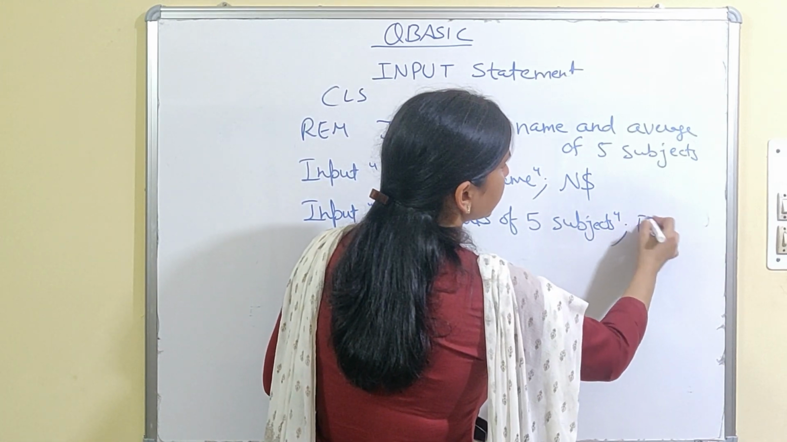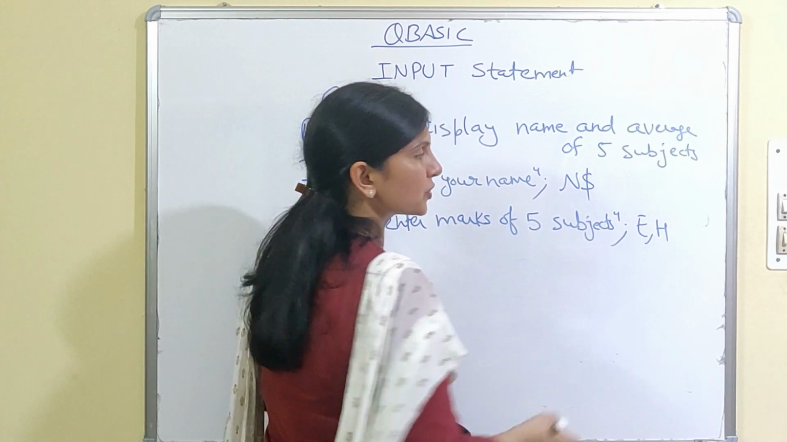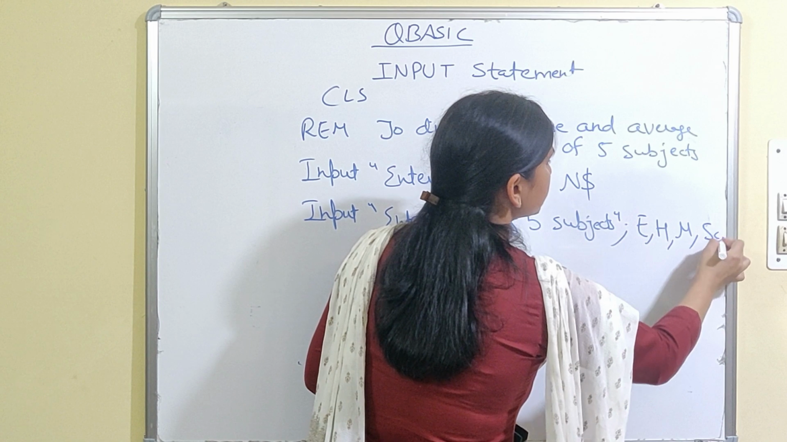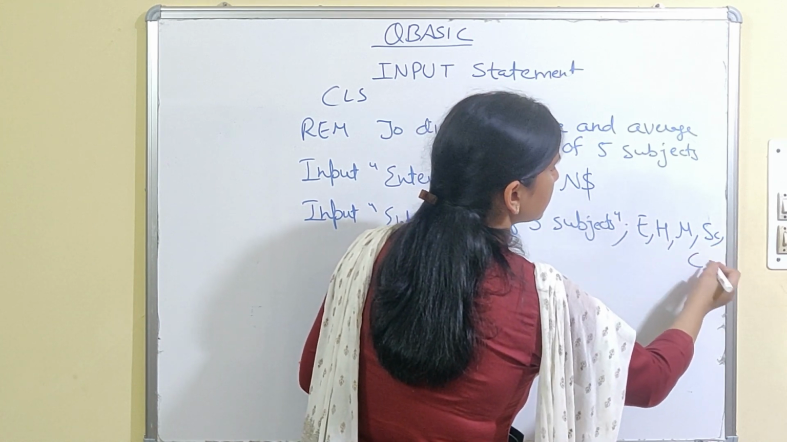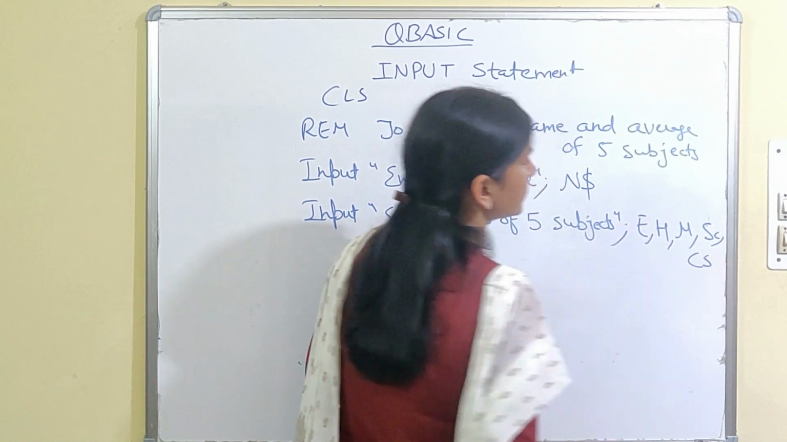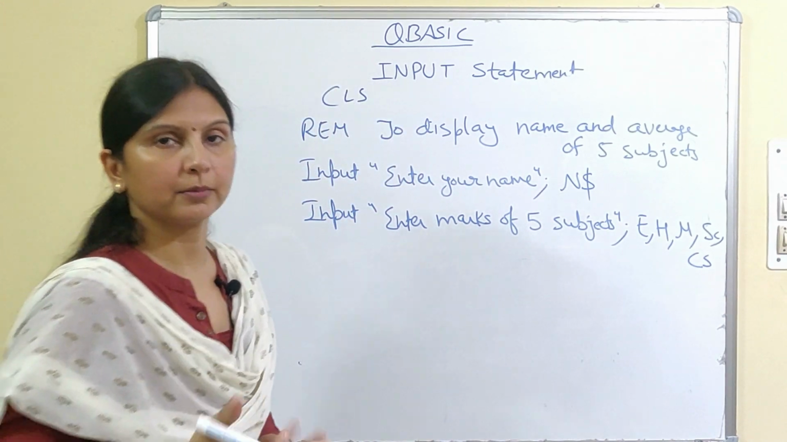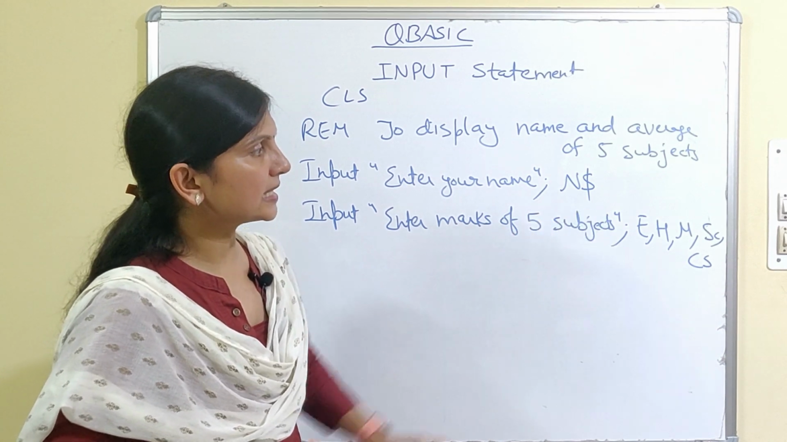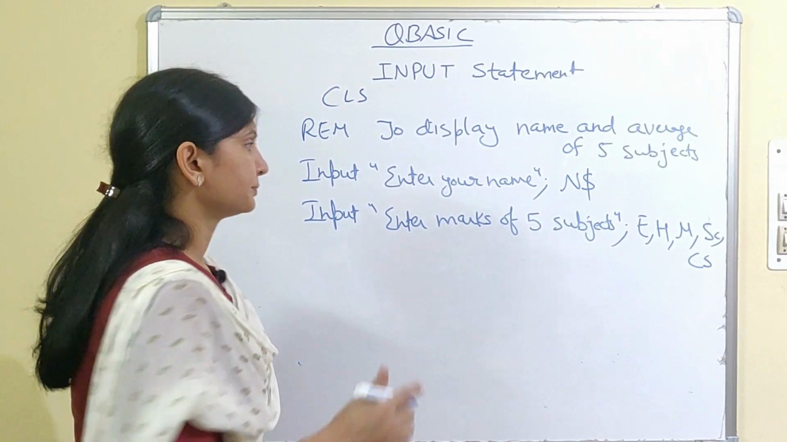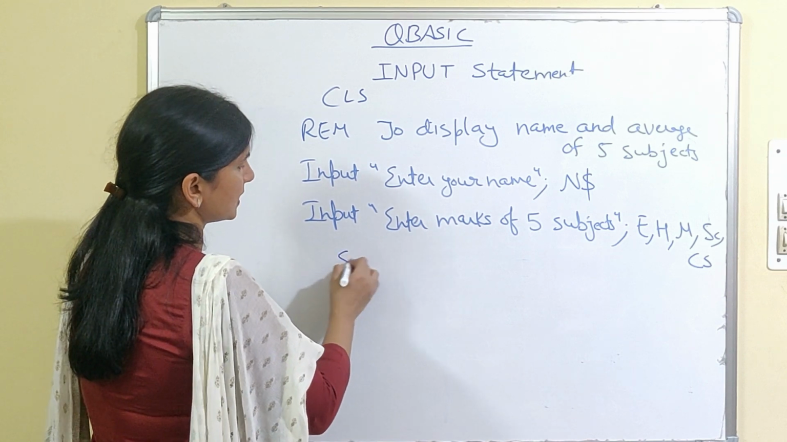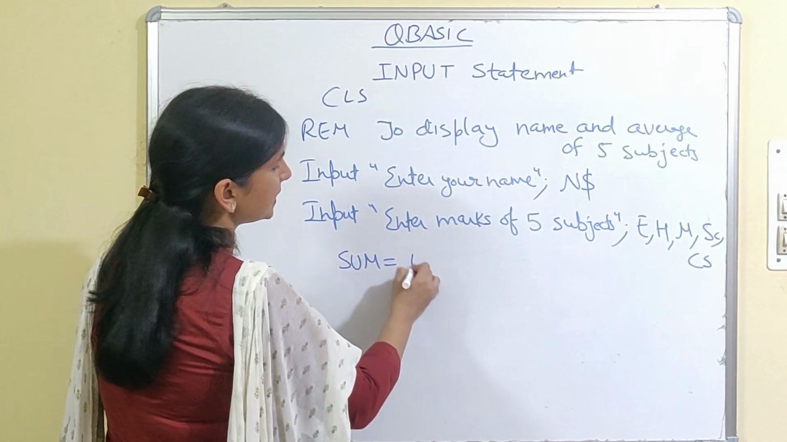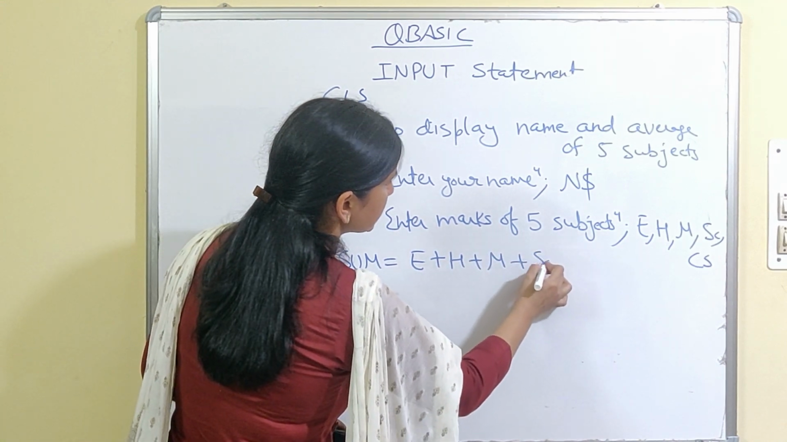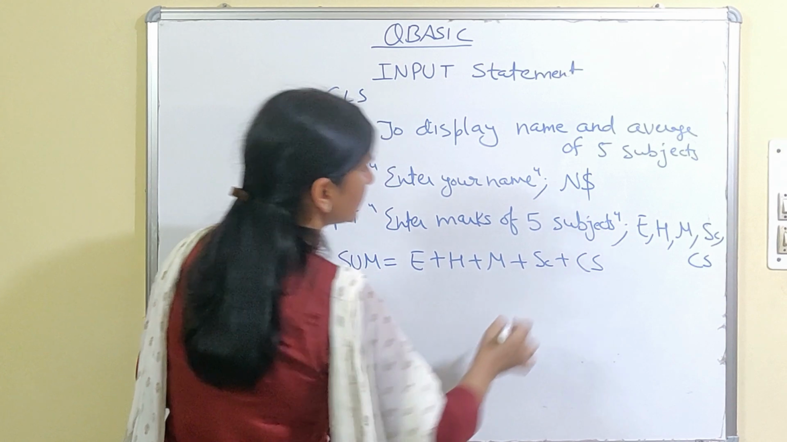Okay, now I am taking English, E for English, H for Hindi, M for maths, SC for science, and computer science, CS. Fine. So I have taken 5 variables. We have to take 5 variables for 5 subjects. So E, H, M, SC, CS. Fine. Now we will calculate sum of marks. Sum will be E plus H plus M plus SC plus CS. CS for computer science.